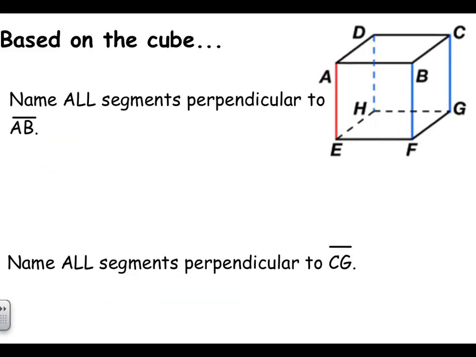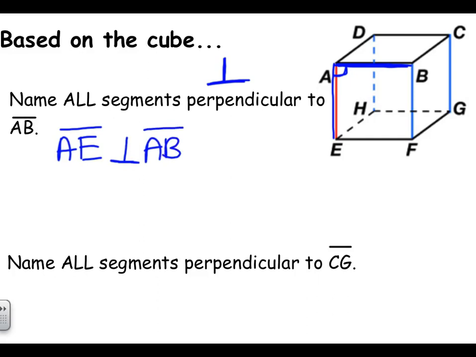Remember, perpendicular is when you have 90-degree angles. The symbol for perpendicular is an upside down T. Okay, so that symbol means perpendicular. So when I have AB, I basically want to know what lines are going to touch that and make a 90-degree angle. And luckily in a box, you've got all 90-degree angles. So right here, AE, that would be perpendicular to AB. And that's how we write it.